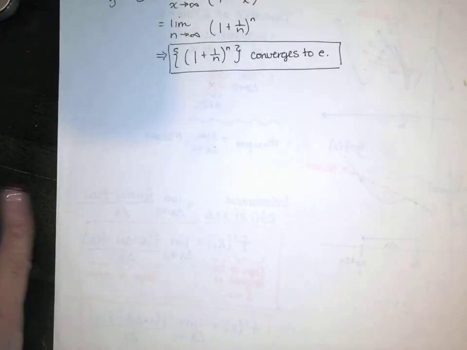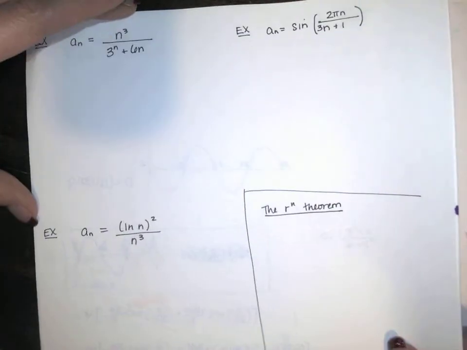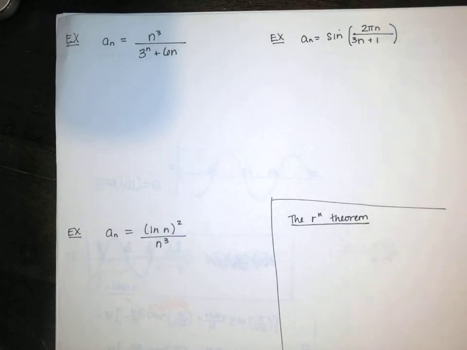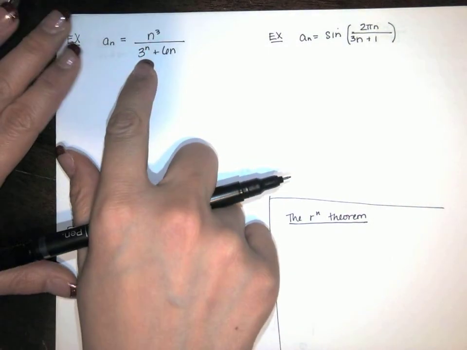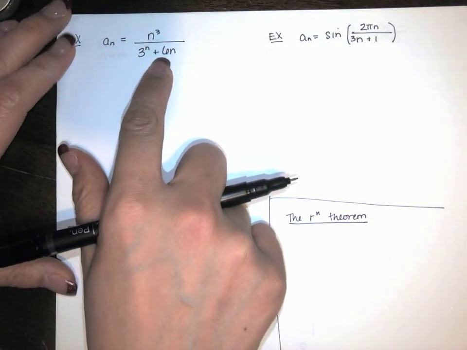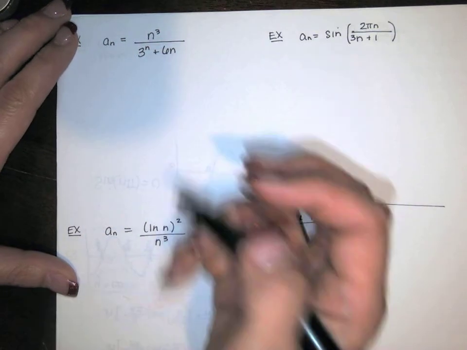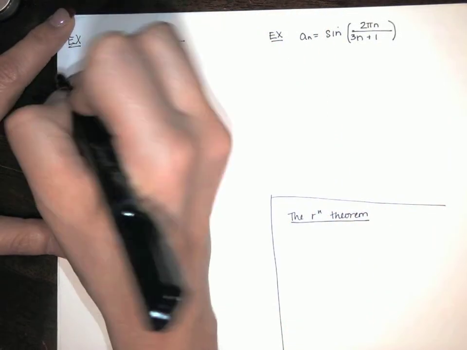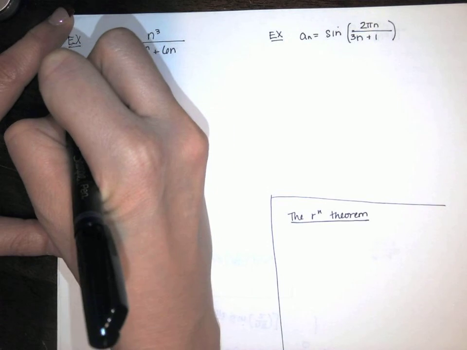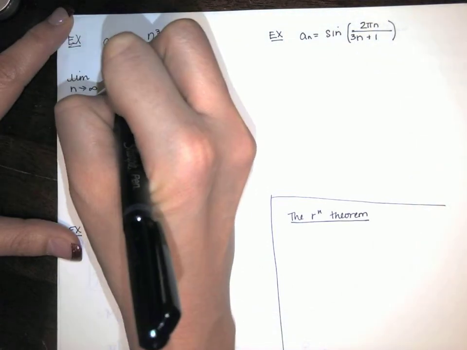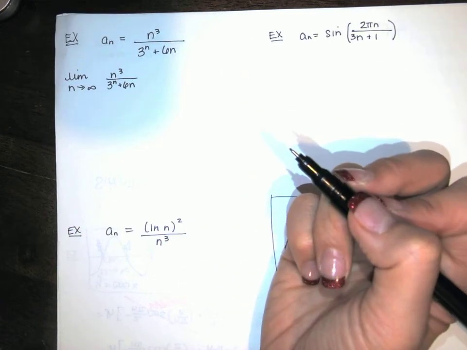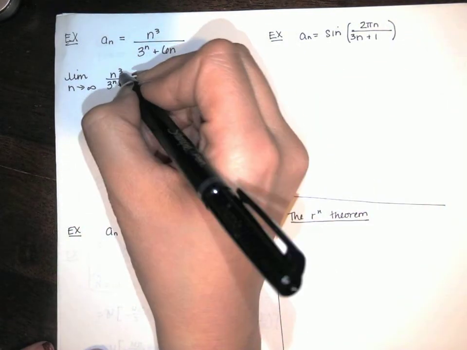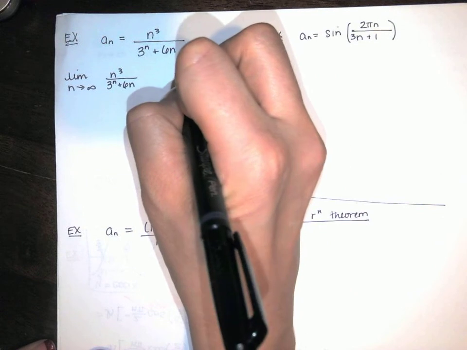Now let's look at some other examples. So here's an example. Someone might say a sub n is n cubed over 3 to the n plus 6n. Now determine if this sequence converges or diverges. So first of all, I notice that if I take the limit as n goes to infinity of n cubed over 3 to the n plus 6n, I have an infinity over infinity indeterminate form.